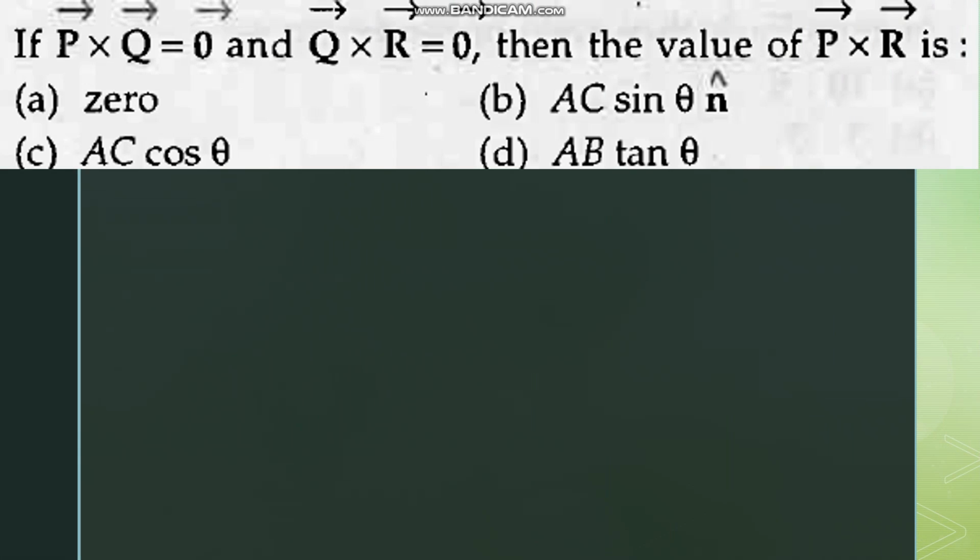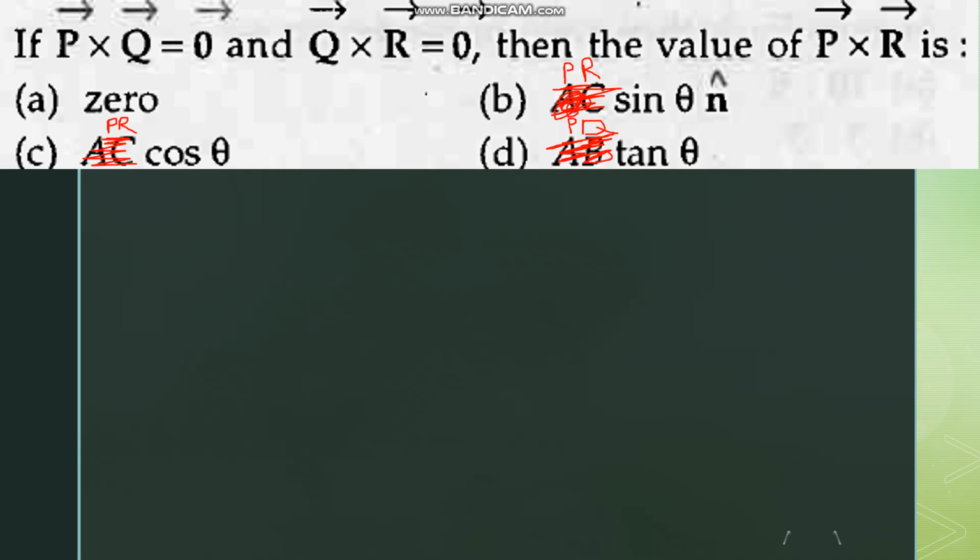Here there is some mistake. Instead of AC, we need to talk about PR, and AB means PQ. So this is, I guess, a multiple correct question. But let's see if it is given as single correct, though I guess it must have two answers. Let's see. I'm moving on to the solution.